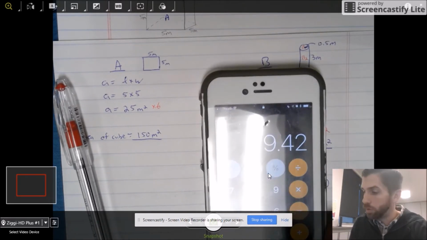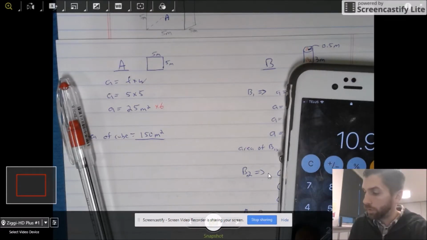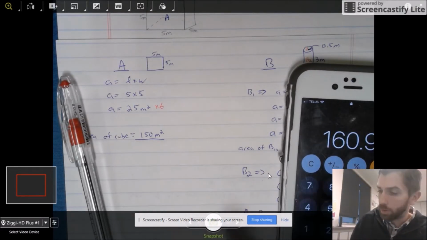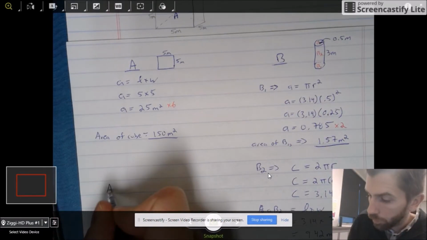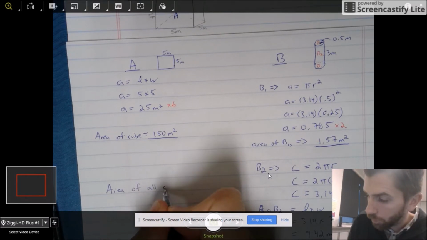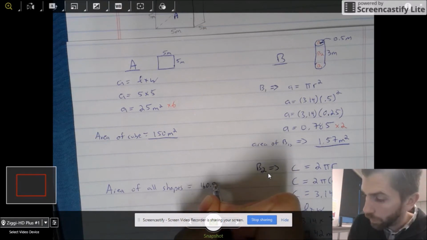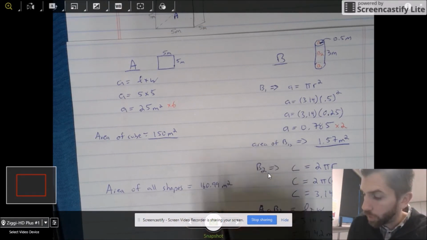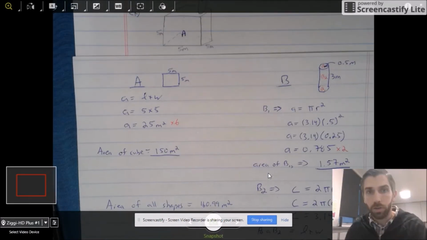So 9.42 plus 1.57 plus 150. So I'm going to write this over here. The area of all shapes equals 160.99 meters squared. So I'm getting really close to being finished because this is not quite the answer we need.